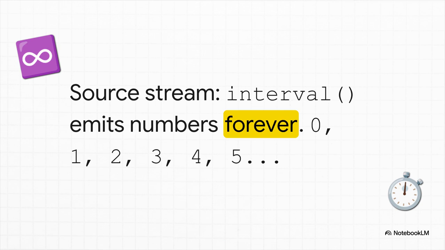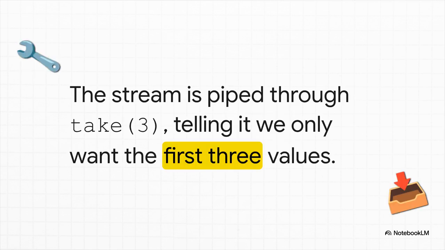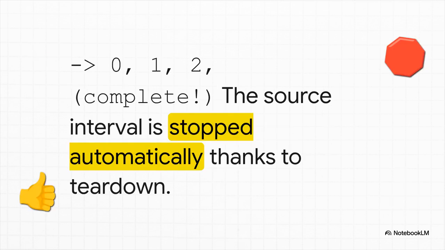Let's use a classic example to really see this in action. Imagine we have a source stream, interval, that just spits out a new number every single second forever. If we just subscribe to this, it's an infinite stream. It's never going to stop. Now, we're going to pipe that stream through the take operator. We're telling it, hey, listen, I am only interested in the first 3 values you emit. After that, I'm done.